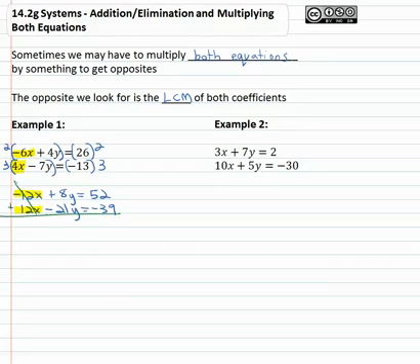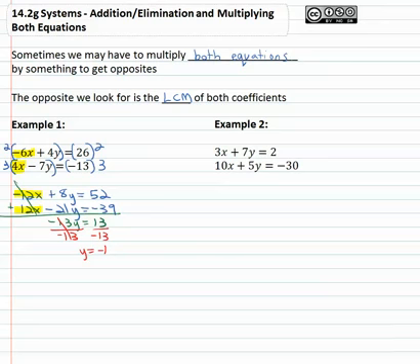Adding them together, the 12x's are gone, and we're left with negative 13y equals 52 minus 39, which is 13. Finally, to get the y alone, we have to divide both sides by negative 13. y is equal to negative 1.